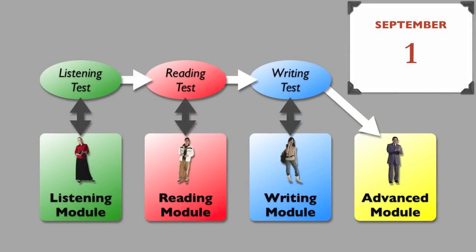Now let's take a look at the placement cycle. In our example, students began the program on September 1st and were placed as shown here. After 4 weeks, the placement testing cycle is repeated. This allows students to move on as soon as they are ready or remain in their current module if they need more improvement. In this way, the proficiency levels of students in a module stay fairly close together.